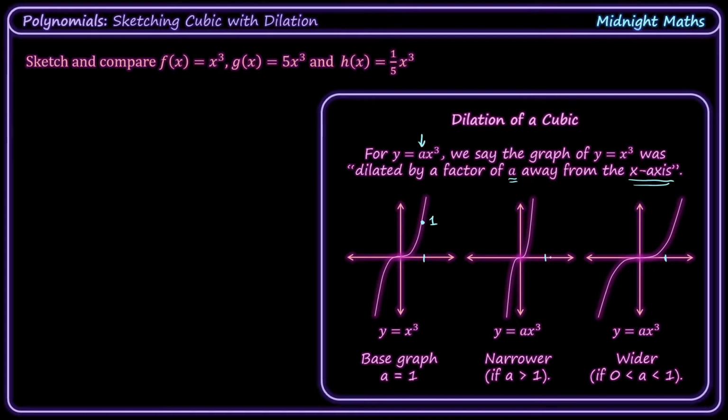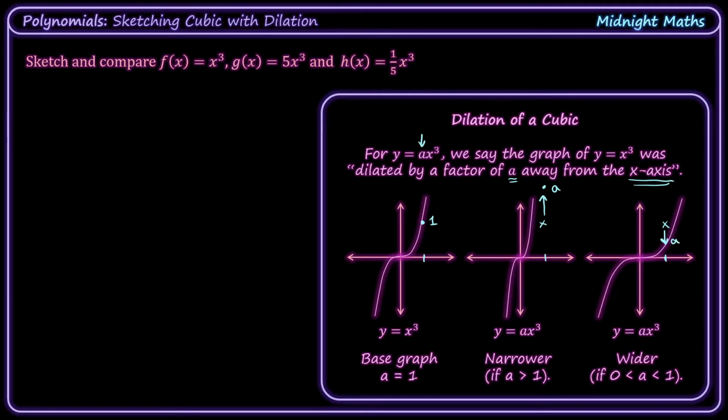If I multiply a times x cubed, I'm multiplying that y value by a. So if a is larger than 1, it's going to shoot upwards to whatever is a times 1, which is a. It gets stretched from the original position upwards, away from the x-axis. And if a is between 0 and 1, our original point gets compressed, sucked back towards the x-axis, because now a is a fraction value.